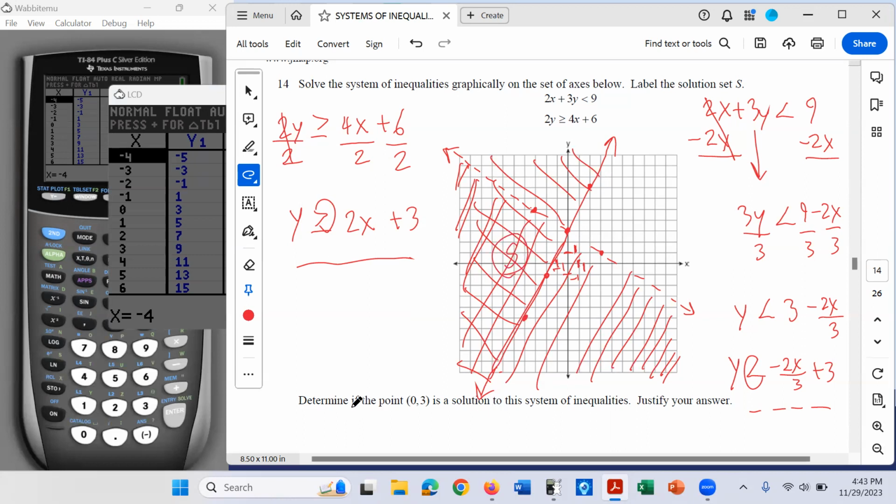So let's answer this. Determine if the point 0, 3 is a solution to the system of inequalities. Justify your answers. So I'm going to go 0, 1, 2, 3. This right here is right at the border of the double shaded area. And it's on a solid line as well as a dash line. What does that mean? Well, it means it's not a solution. So I would say 0, 3 is not a solution.